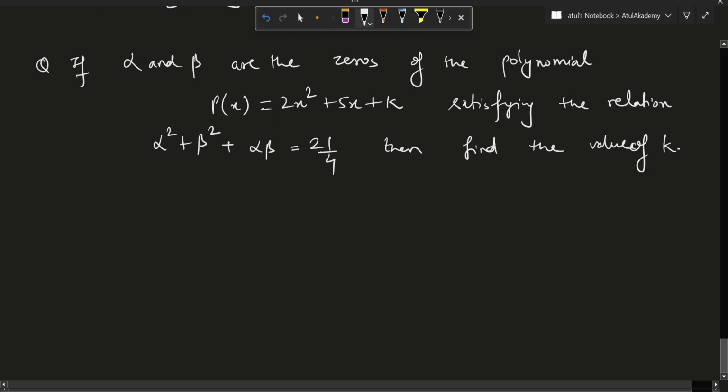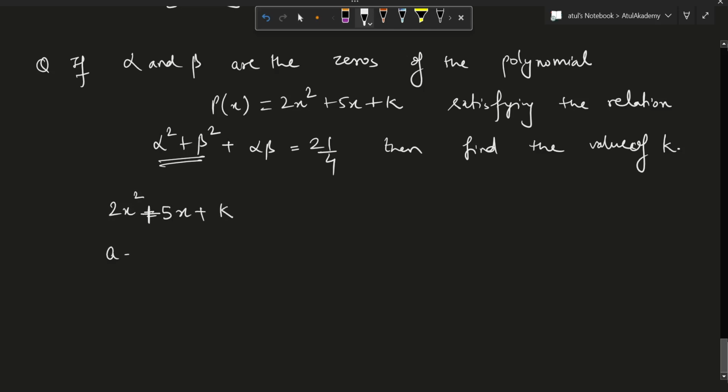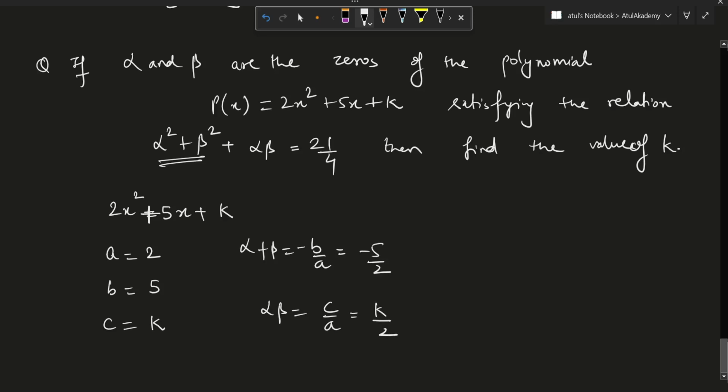So let's simplify this question. Here again, this relation is given, and from this relation we know we can change it. I explained in the previous problem. Let's start. So the polynomial is given as 2x square plus 5x plus k. So a is 2, b is 5, and c is k. From here I can say alpha plus beta is minus b by a, which is minus 5 by 2. Alpha beta is c by a, which is k by 2. Now what is given to me is that alpha square plus beta square plus alpha beta is 21 by 4.